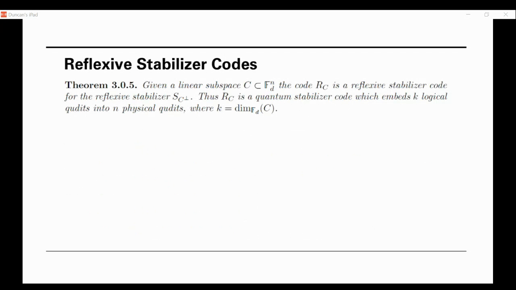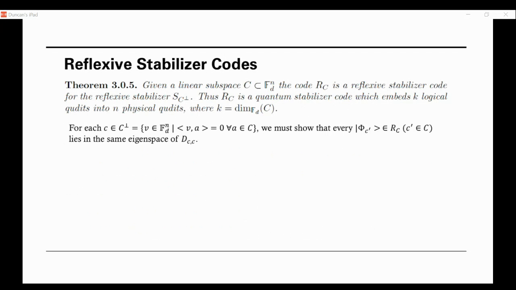All right, so first thing here I've got is just a theorem that says this is a stabilizer code. It's really not too difficult to see. First of all, for each C and C perp, we need to show that every one of these lies in the same eigenspace of each of these D_C from S_C. You'll notice that this is actually a stabilizer code for S_C perp, not S_C, and so that's why we need to show what we do.